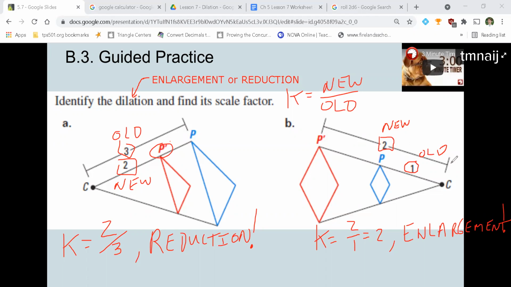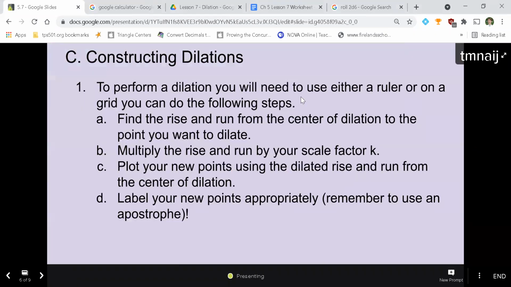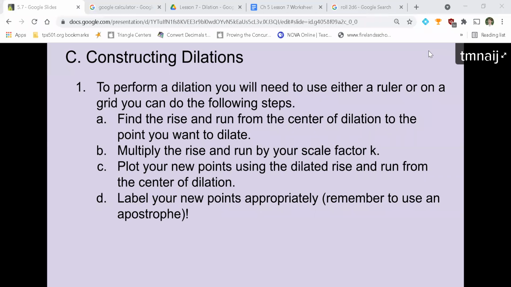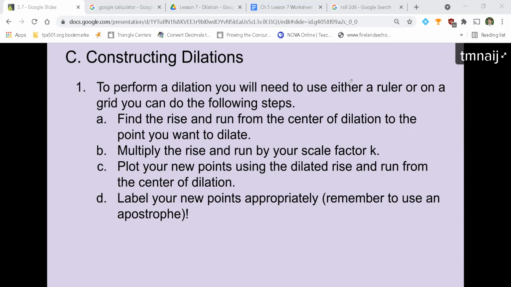Okay, that's the first thing from this section that'll be on your quiz: those types of problems. The second type of problems is a little bit more difficult. In order to actually do a dilation, you will do one of two methods, and we're really just going to learn one of these methods. The first is you would use a ruler. So you'd actually measure the old distance, multiply that by your scale factor, and then measure that on your ruler.